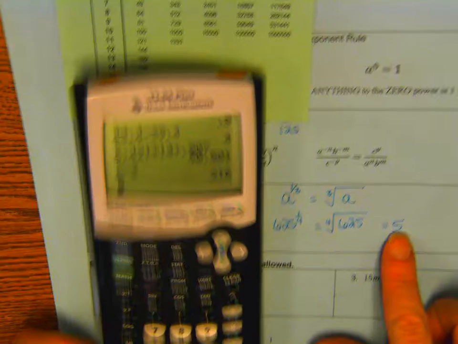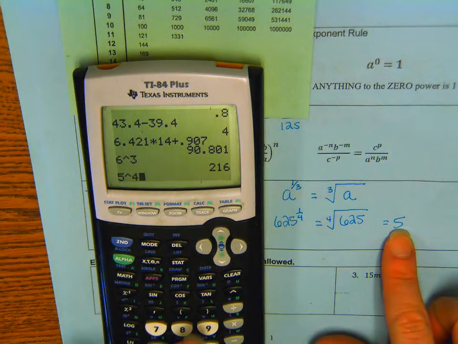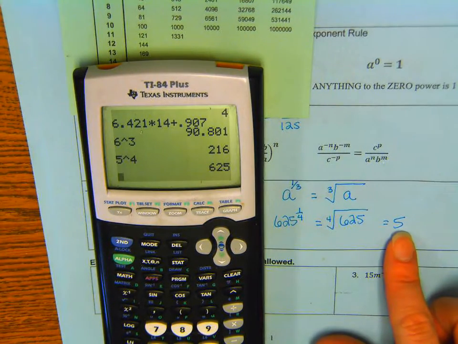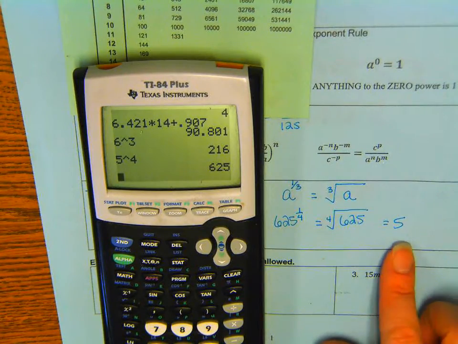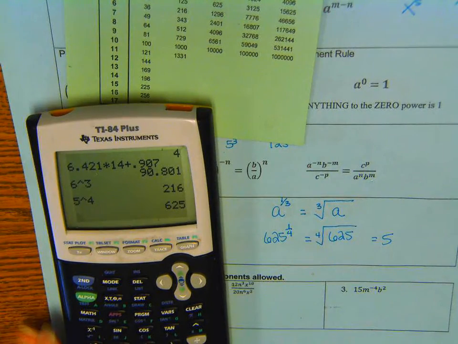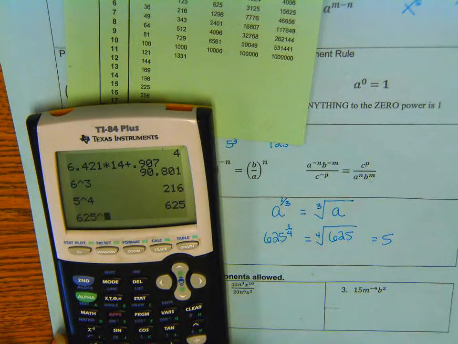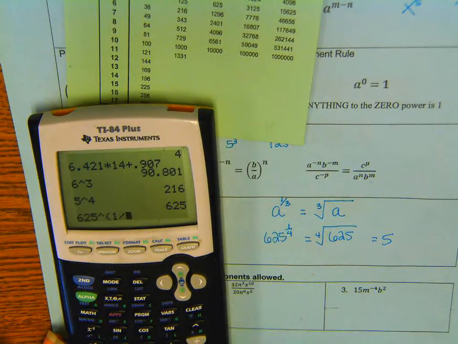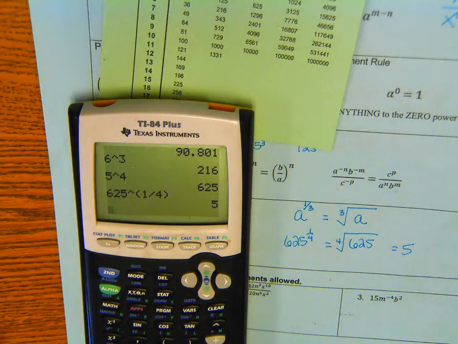Okay? Now, you can use your calculator to do these. You would simply do 625, you'd need to use parentheses, to the 1 divided by 4 power. But I'd like you to understand what a 4th root means. What it means is it's the number to the 4th power that gives you that number. Okay. All right.